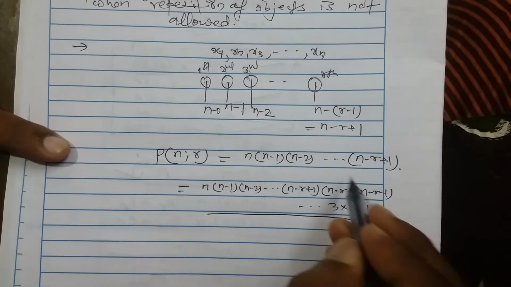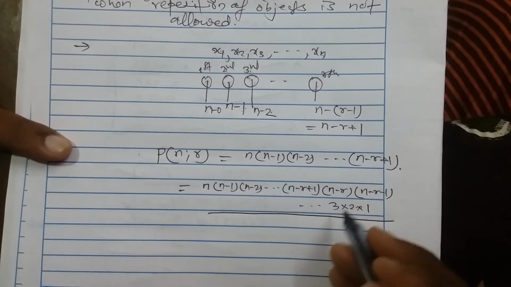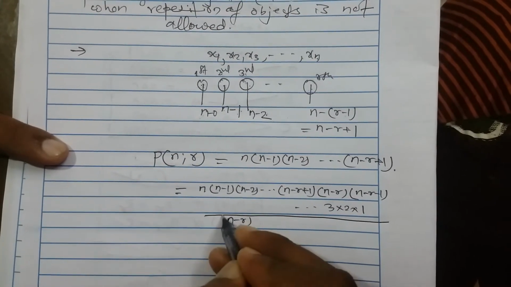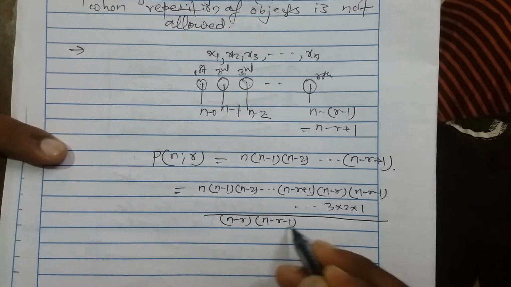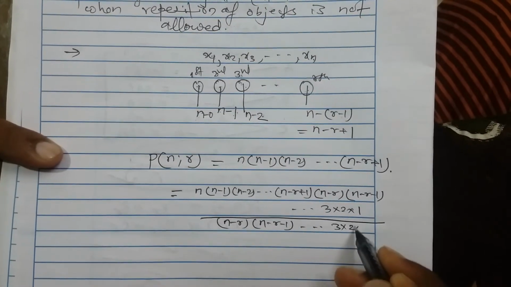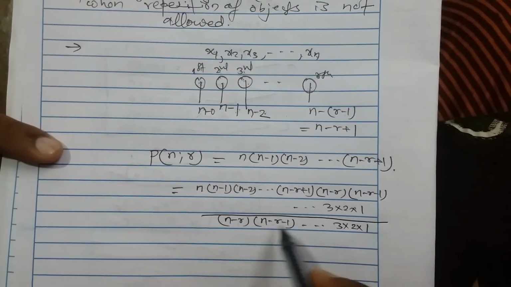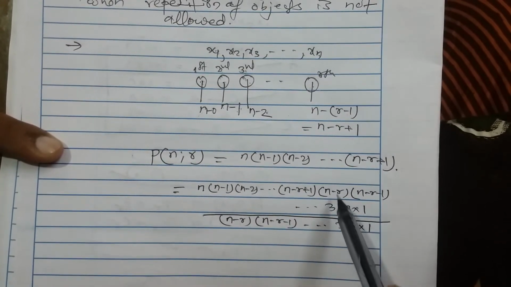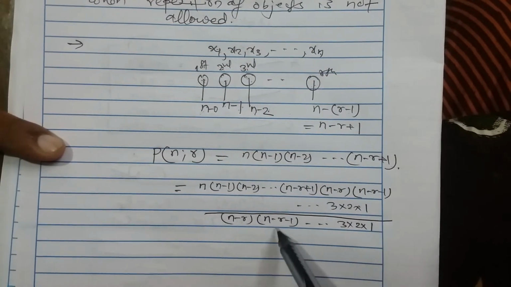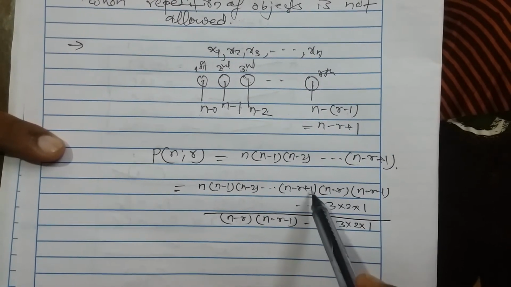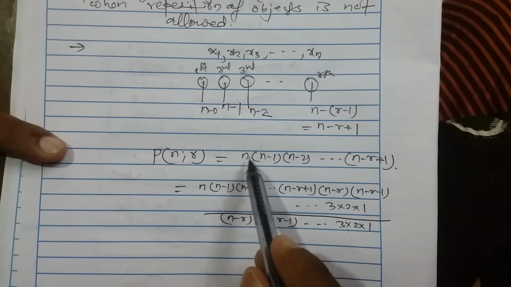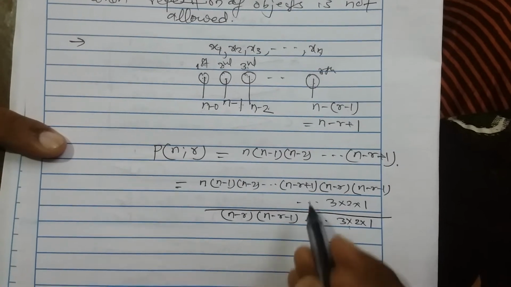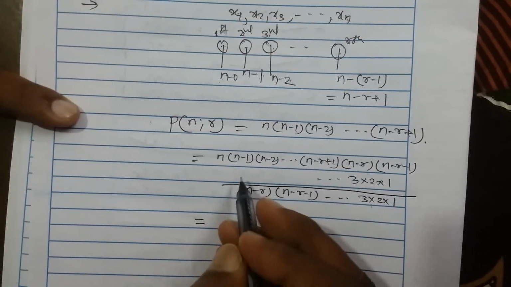If you do so, to balance the result and keep it the same, you have to divide by the same number. It means you also divide by n minus r into n minus r minus 1, continuous product up to 1. Actually, this will not damage our result, because n minus r will cancel, n minus r minus 1 will cancel, all the terms after this will cancel, and you will be left with the same thing, n into n minus 1 up to n minus r plus 1. I have done this to convert the result into a standard form.